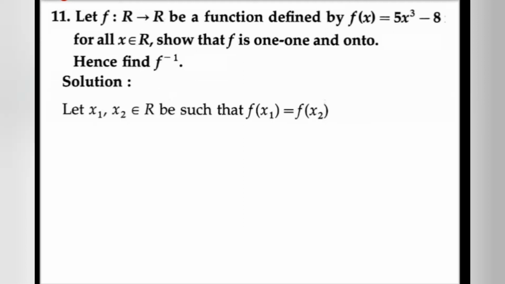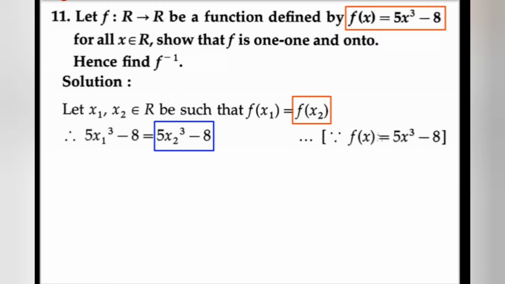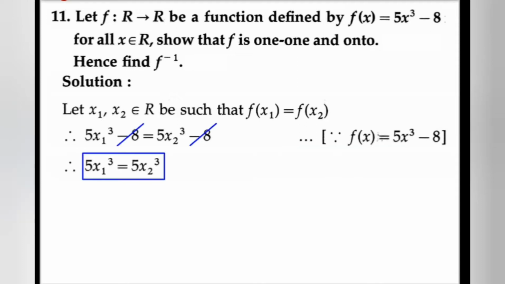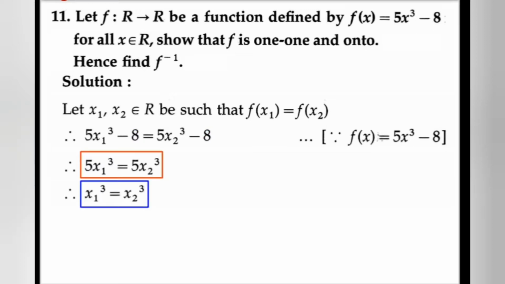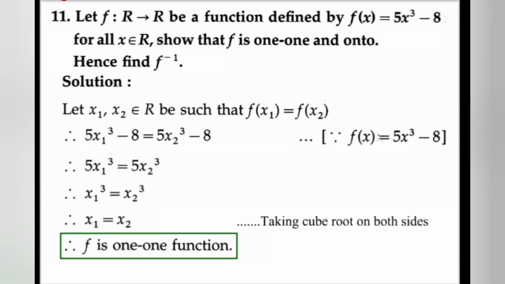Solution. Let x1, x2 belong to R be such that f(x1) = f(x2). Therefore, 5x1³ - 8 = 5x2³ - 8, since f(x) = 5x³ - 8. Now, 5x1³ = 5x2³, which means x1³ = x2³. So, x1 = x2. Therefore, f is a one-one function.